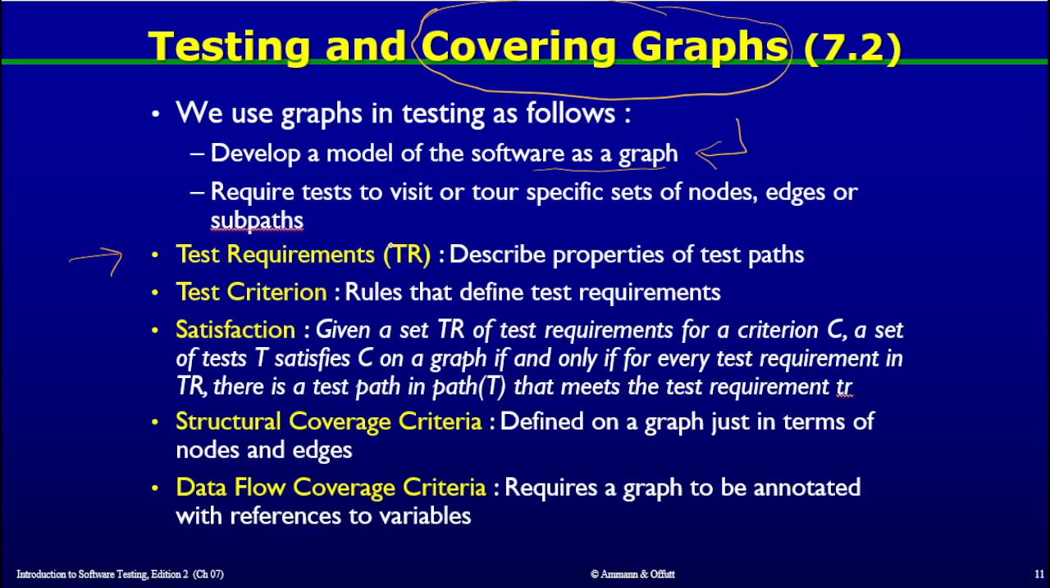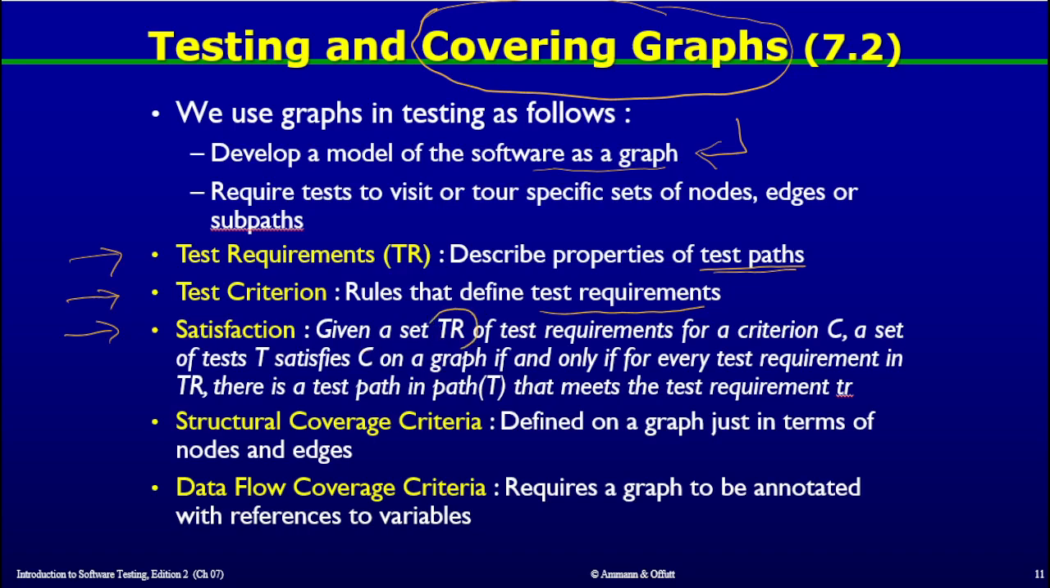First of them is the test requirement, and what do we mean by that? A test requirement is a property of a test path. So a property which a test path must fulfill is captured in the form of a test requirement. And then another concept is of a test criterion. What do we mean by that? These are basically the rules that define the test requirements. And then there is a satisfaction relation. What do we mean by that?